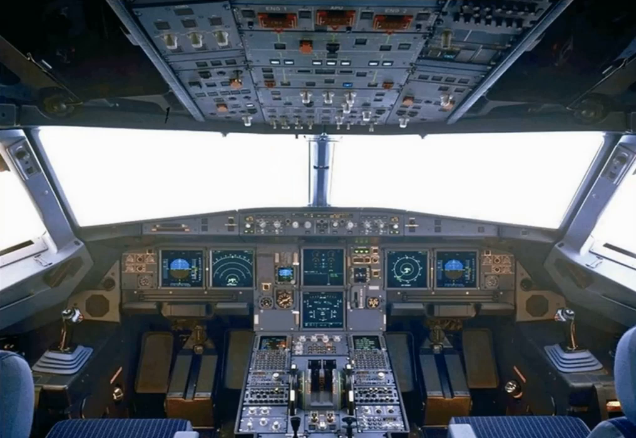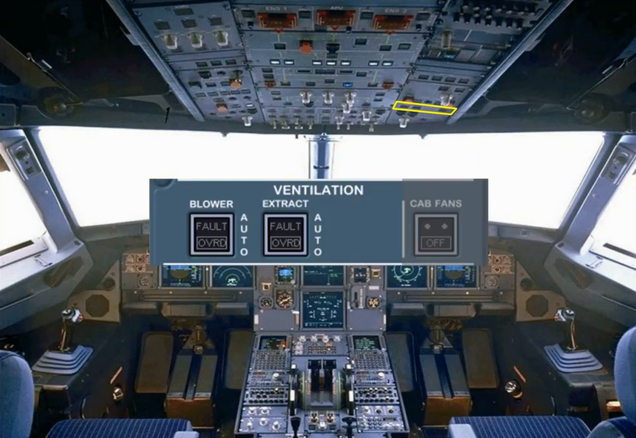On the overhead panel, there is a ventilation panel that contains 3 push-button switches associated with the ventilation system. During the pre-flight cockpit scan, you should confirm that these switches are in their lights out position. The avionics ventilation system will then operate automatically and requires no further pilot input.